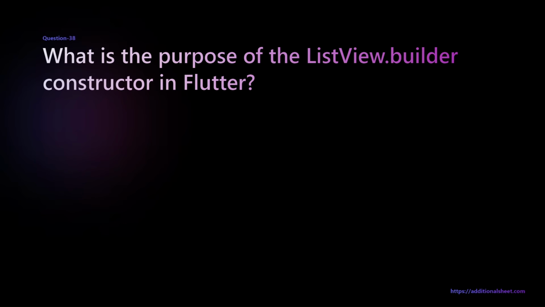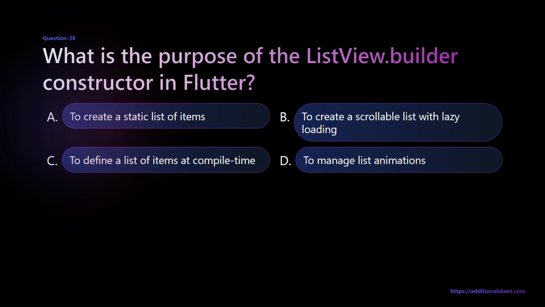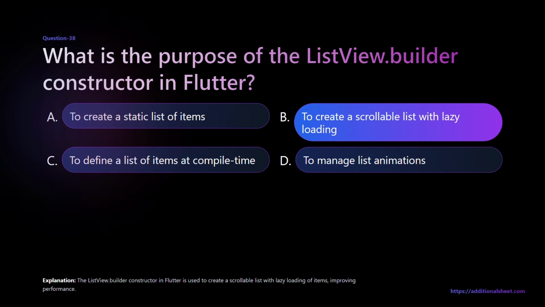What is the purpose of the list view builder constructor in Flutter? Option A, to create a static list of items. Option B, to create a scrollable list with lazy loading. Option C, to define a list of items at compile time. Option D, to manage list animations. The correct answer is option B, to create a scrollable list with lazy loading.